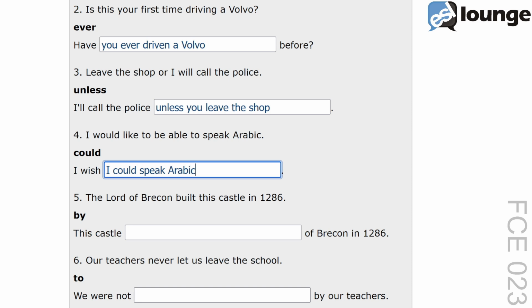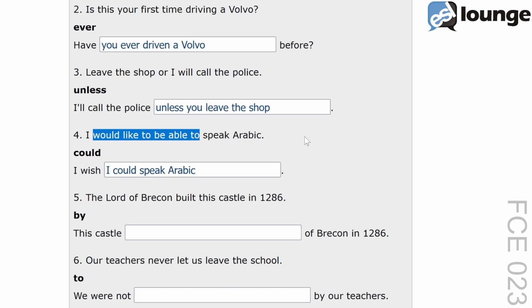This transformation uses wish to express a desire for an ability. I could speak Arabic keeps the original meaning of I would like to be able to. Another example would be, I wish I could play the piano better.